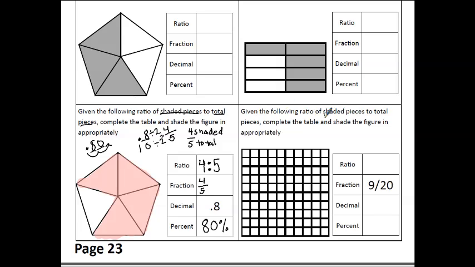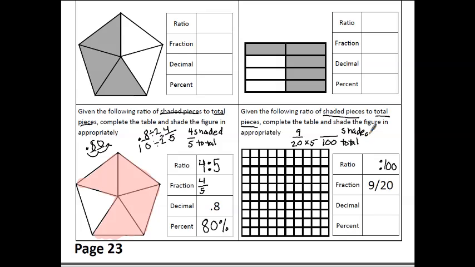Given the following ratio of shaded pieces to total pieces, complete the table and shade the figure in appropriately. So my fraction is 9/20. If I take 9/20 and write that as a ratio, I want to compare the total out of 100. So 20 times 5 gives me 100, and that's going to be my total.